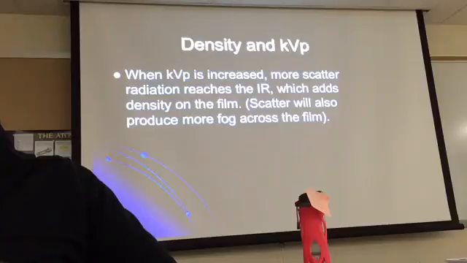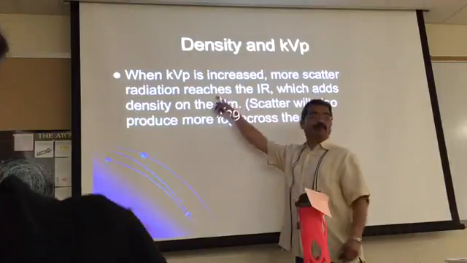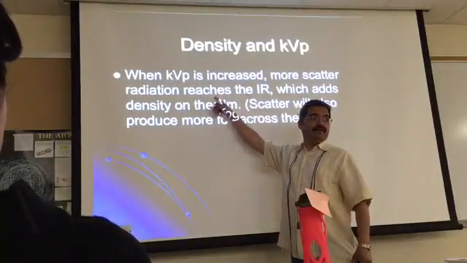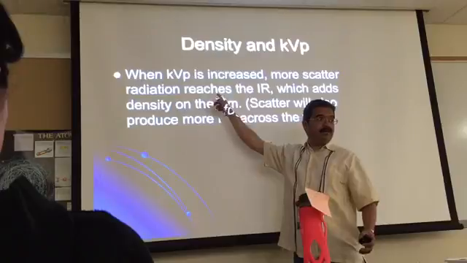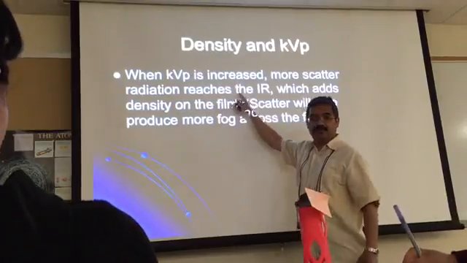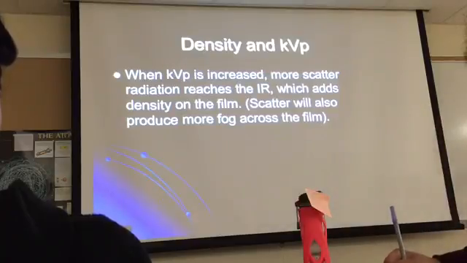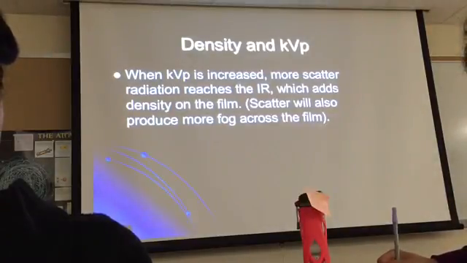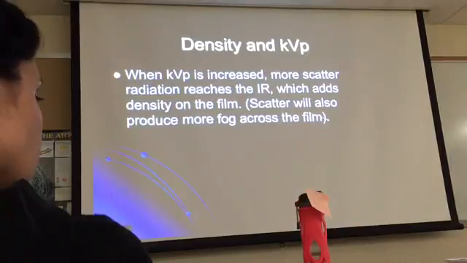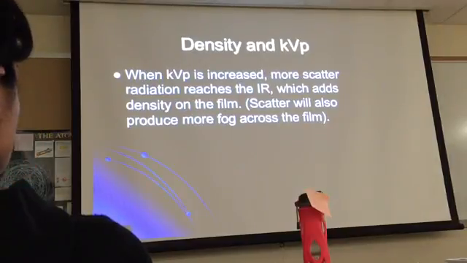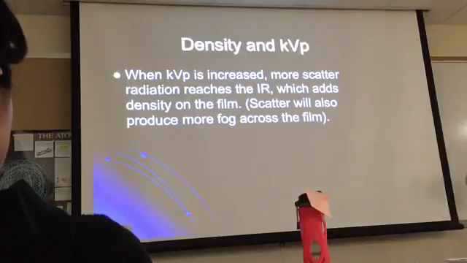All right. Okay, when KVP is increased, more scattered radiation reaches the image receptor. Not being created, right? It just reaches more because it has more energy. It reaches the image receptor, which adds density to the film. However, scatter will also produce more fog across the film. So it's adding darkness, but it's adding fog as well.